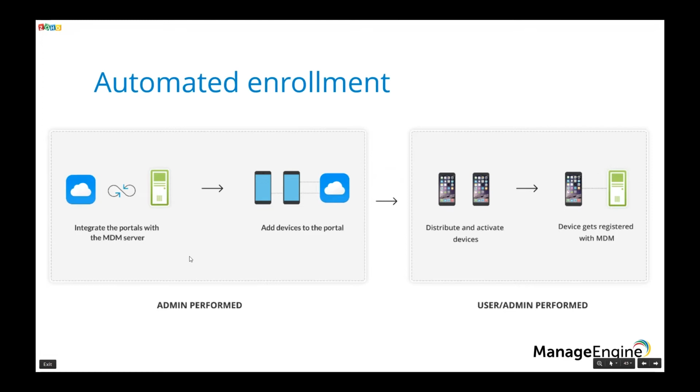So this is the workflow for the automated enrollment method. You need to integrate your MDM server with Apple Business Manager, then add the devices to the Apple Business Manager portal, and then distribute the devices. And the users can just go and register the devices by entering their user credentials.